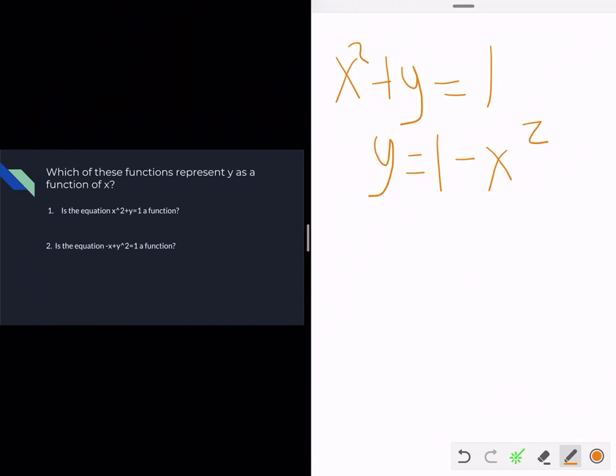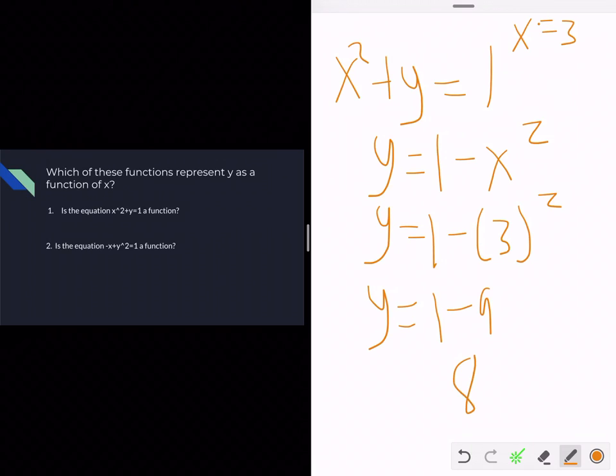Now that you have y, let's give an arbitrary value to x. Let's say x equals 3. Plug this back in: y equals 1 minus 3 squared, y equals 1 minus 9, negative 8. And since there's one x value, which is 3, and it only corresponds to one y value, which is negative 8, then it's a function.